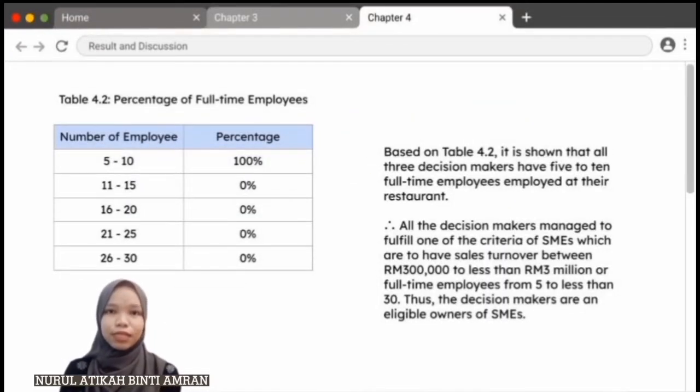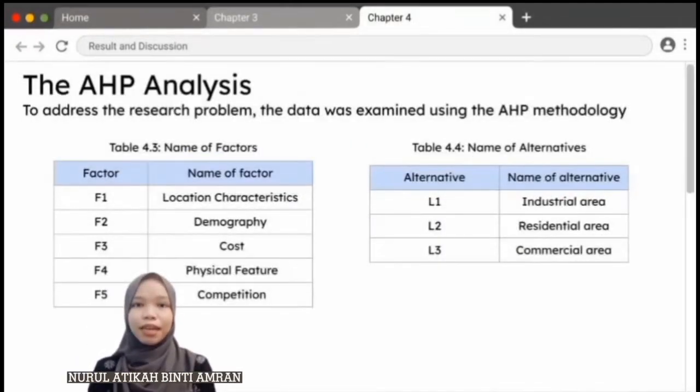Table 4.2 shows the percentage of full-time employees. Based on Table 4.2, it is shown that all 3 decision makers have 5 to 10 full-time employees employed at their restaurant. The AHP analysis.